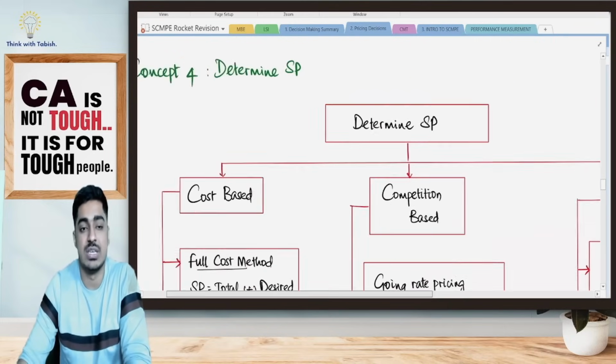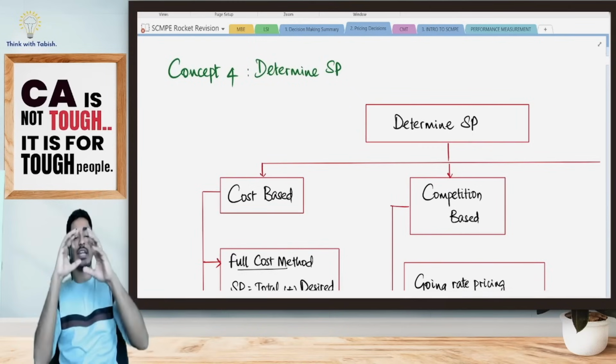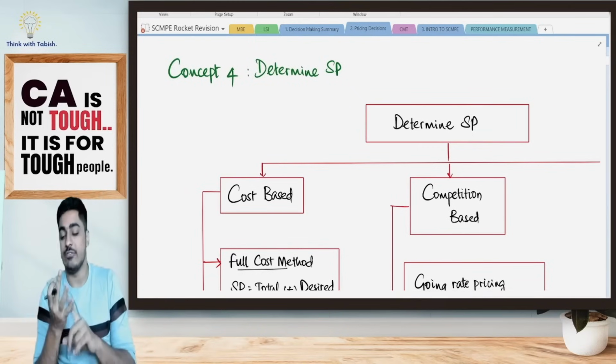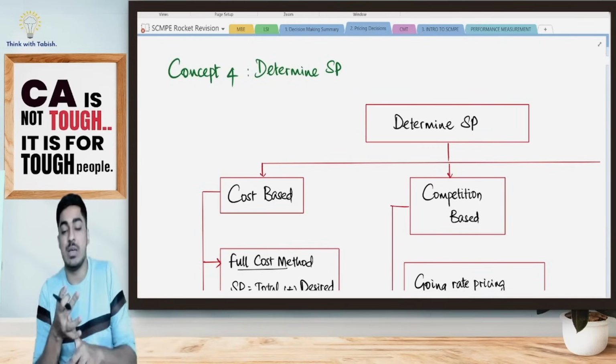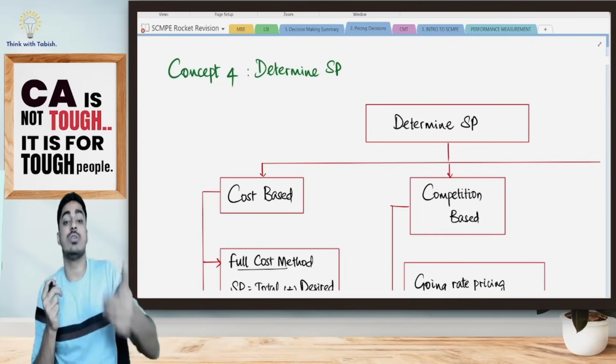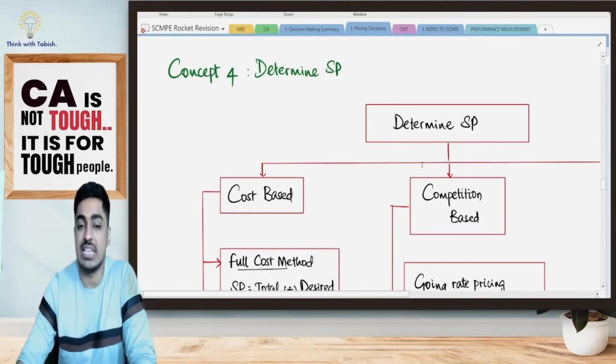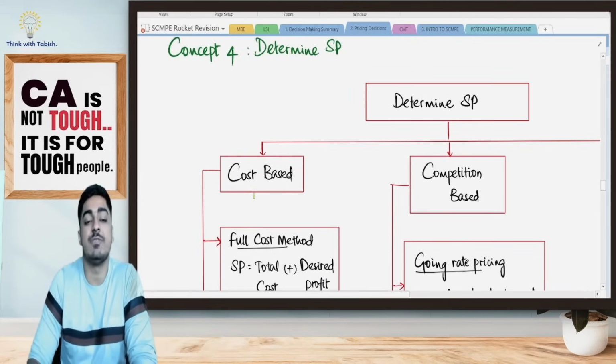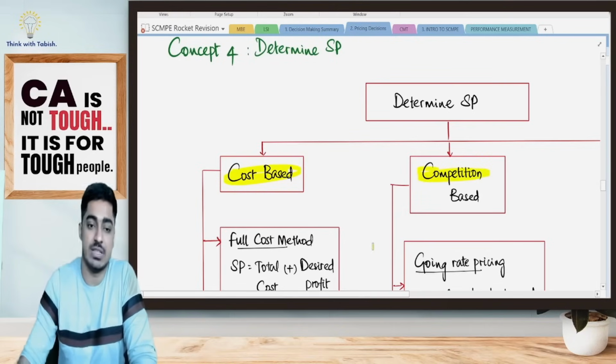Very important, students. Finally, I've seen the type of market in which the company is operating, the type of product the company is coming up with, and the strategy the company is planning to put in. Based on this, finally, I'll be determining my selling price. To determine my selling price, different methods are there: cost-based method, competition-based method, value-based method.